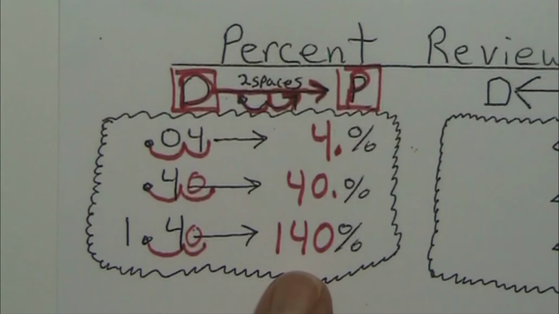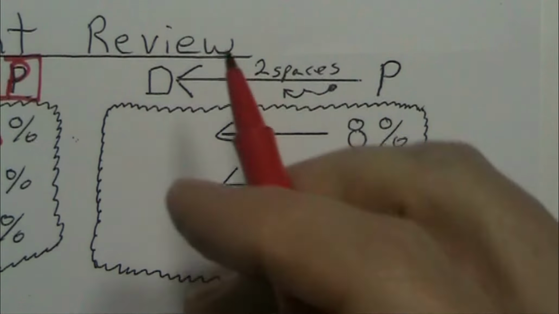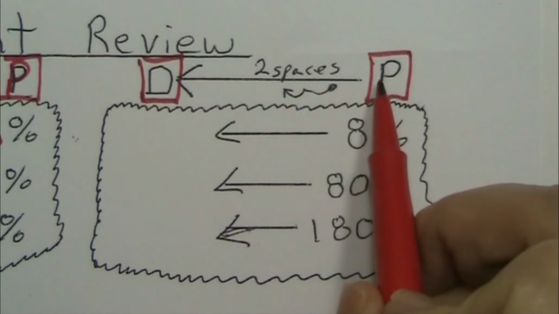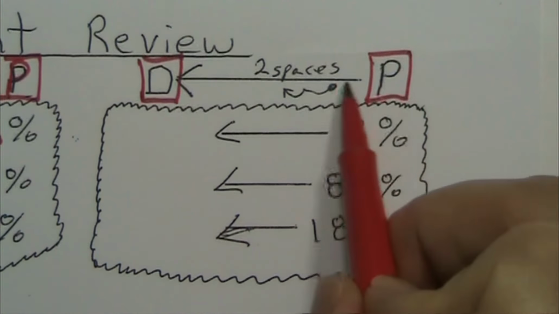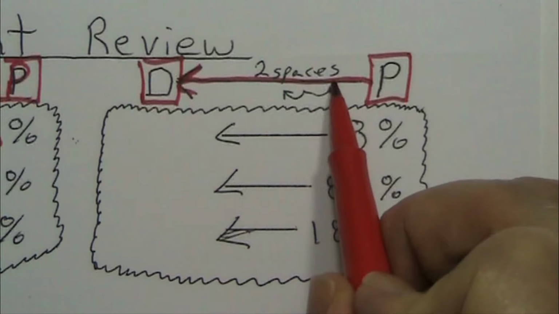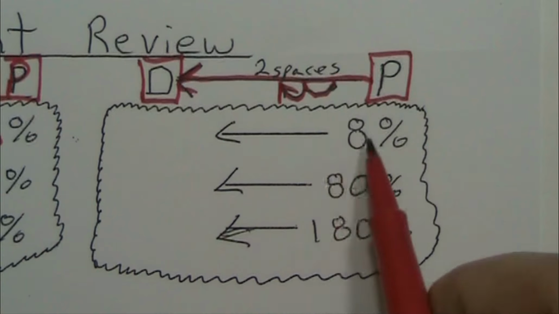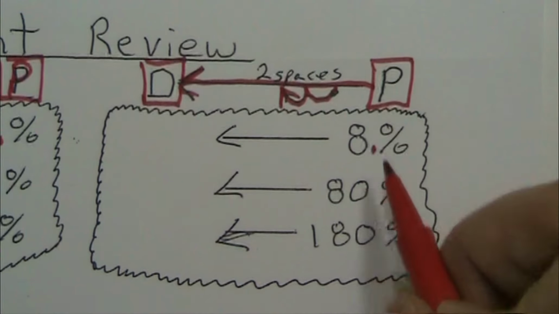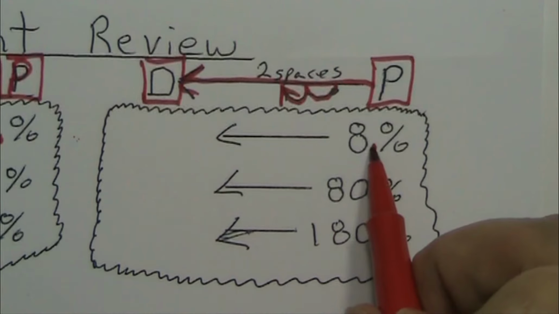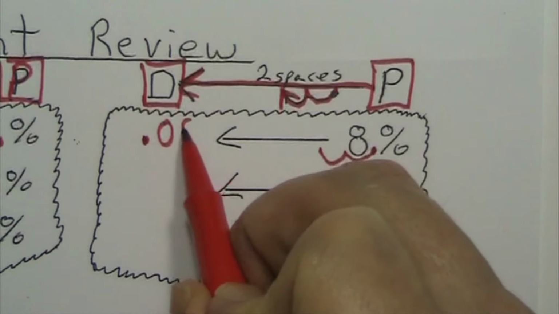What about the other direction? What about from percent to a decimal? No problem. Just think of the alphabet. The letter D and the letter P. To go from percent, the letter P, to decimal, the letter D, you would go that direction 2 spaces. All right, so if I have 8%, now remember the decimal is right there, they just don't show it. But 8%, I need to move it over 2 spaces. So it's going to be 0.08.